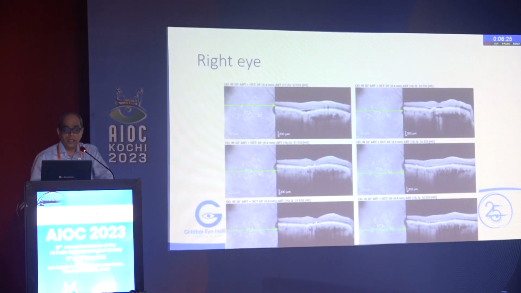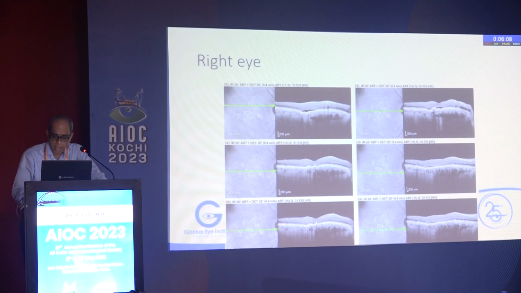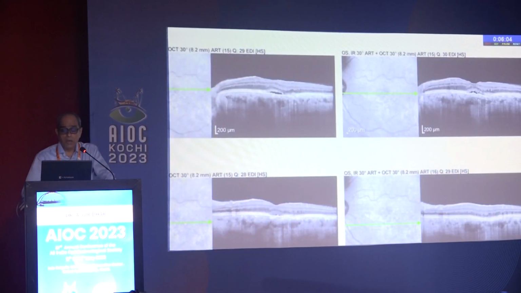Now you see the OCT. OCT shows, what does it show? Apart from the serous macular detachment, what does it show? Two things it is showing. It is showing a very thick choroid. You see the choroid? Very thick. The outer choroid is dilated, what they call as pachy vessel or Haller's layer dilatation, etc. Okay, so serous macular detachment.